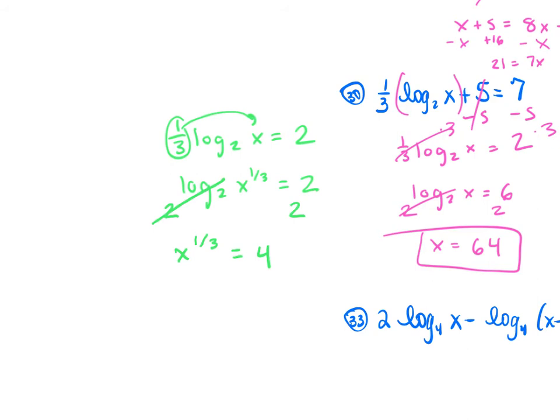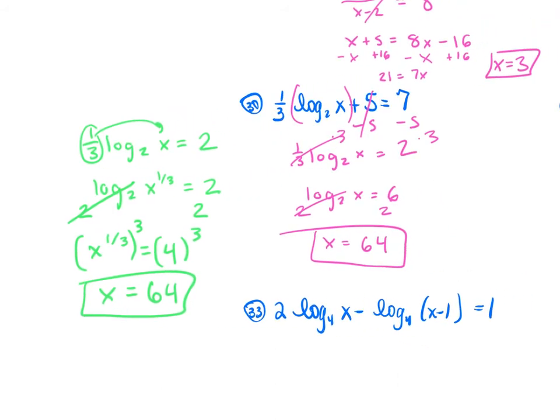And then we would cube both sides. So we would take this cubed and this cubed. So x is equal to 4 cubed, which would be 64. That's just another way of doing this. It's one more step than it was originally, but either way works. Whatever you got to do to solve them. All right, last one.